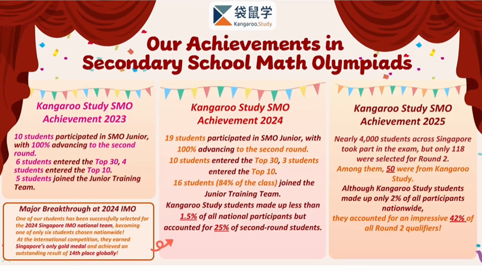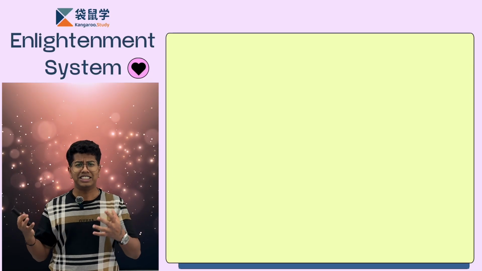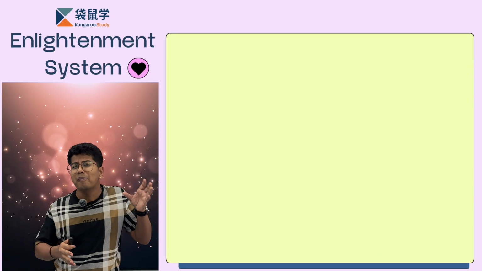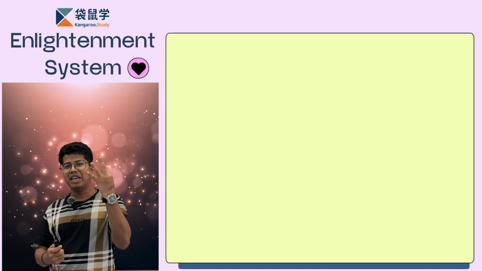Not just this, in secondary school, from the SMO junior and the SMO senior category ranging widely till IMO, our students have shown achievements from the year 2023 to 2025. So what is this system about that students have achieved such good results from primary 1 to secondary? It only includes three major parts.